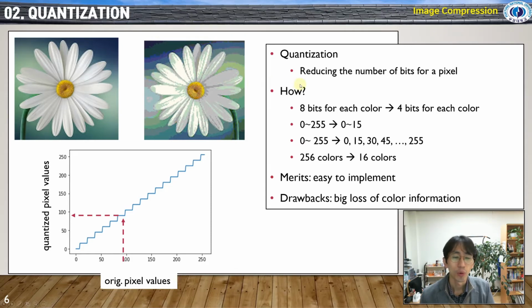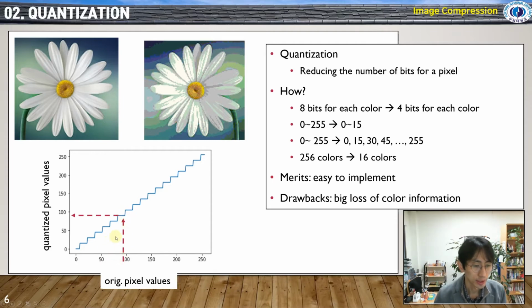Then what happens when we reduce these bits? We can reduce it from 8 bits to 4 bits. Then we have to express the color not from 0 to 255, but with a value from 0 to 15. So we have to express the color with 16 levels only. Then it is pretty easy to implement. We can just map all the colors.